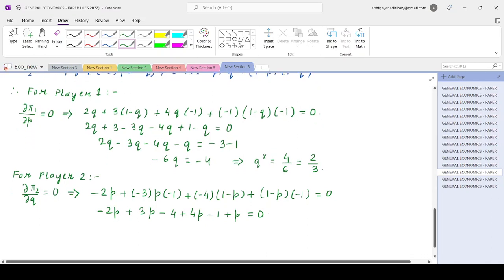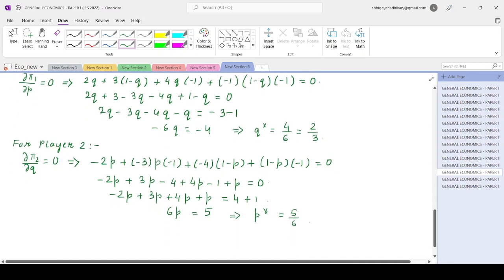So over here what do we have? Minus 2p plus 3p plus 4p plus p is equal to 4 plus 1. That gives 6p on the left and 5 on the right. So that means p star is equal to 5 upon 6. So the mixed strategy Nash equilibrium is p star and q star.